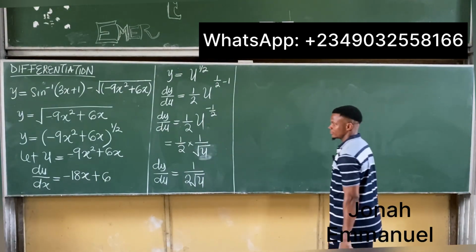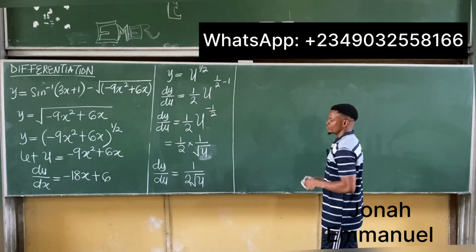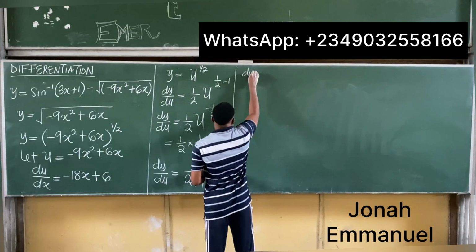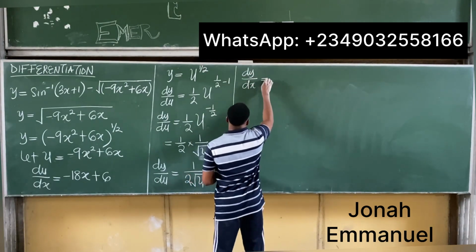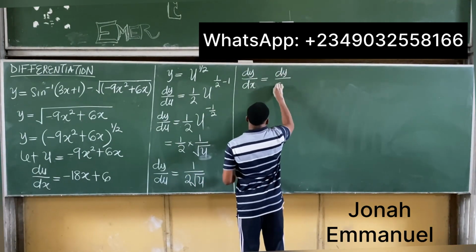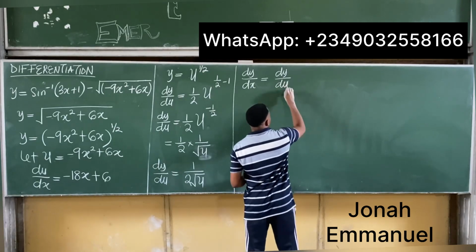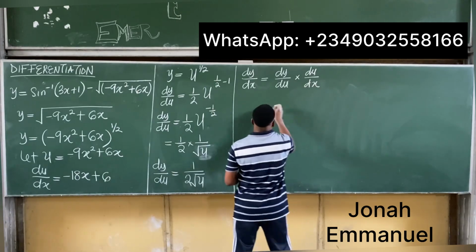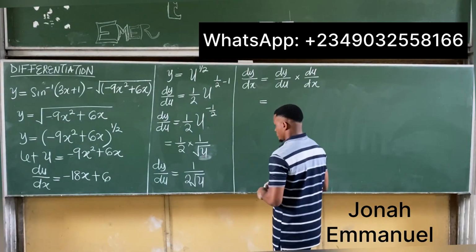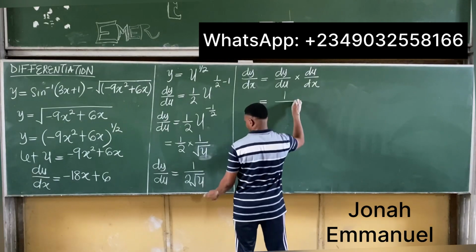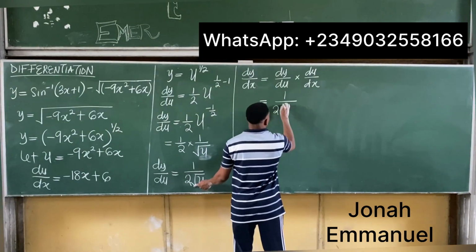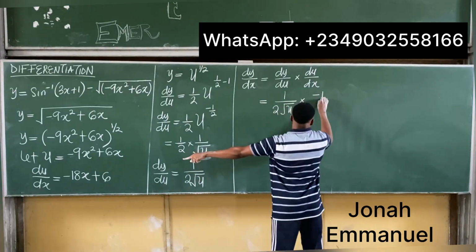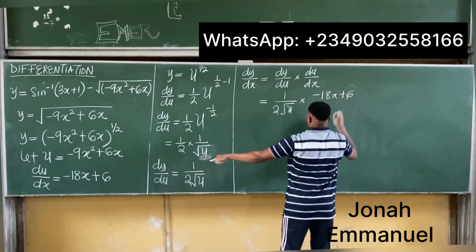So having gotten du dx and dy du, let's now get dy dx. From here, we now have that dy over dx is equal to dy over du, that's using the chain rule of function of functions, times du over dx. dy du is 1 over 2 root u. So 1 all over, that's this, 2 root u times du dx, that is this, minus 18x plus 6.